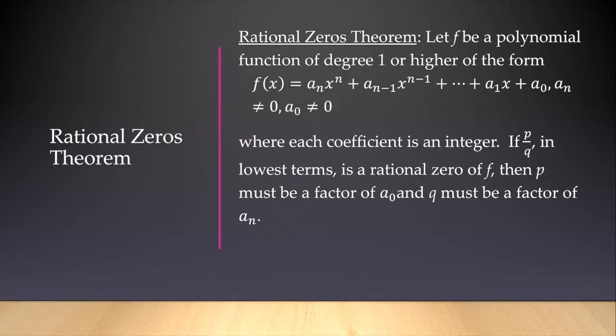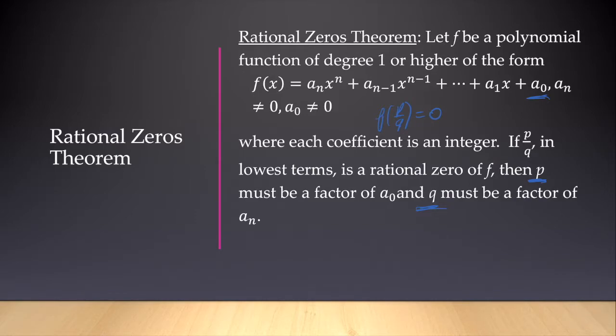If I have f being a polynomial function of degree 1 or higher of the form that we know polynomials to take, where my ending coefficient isn't 0, and if p over q in lowest terms is a rational zero of f, so that would mean f of p over q gives us 0, then p has to be a factor of a naught, and q must be a factor of a n.